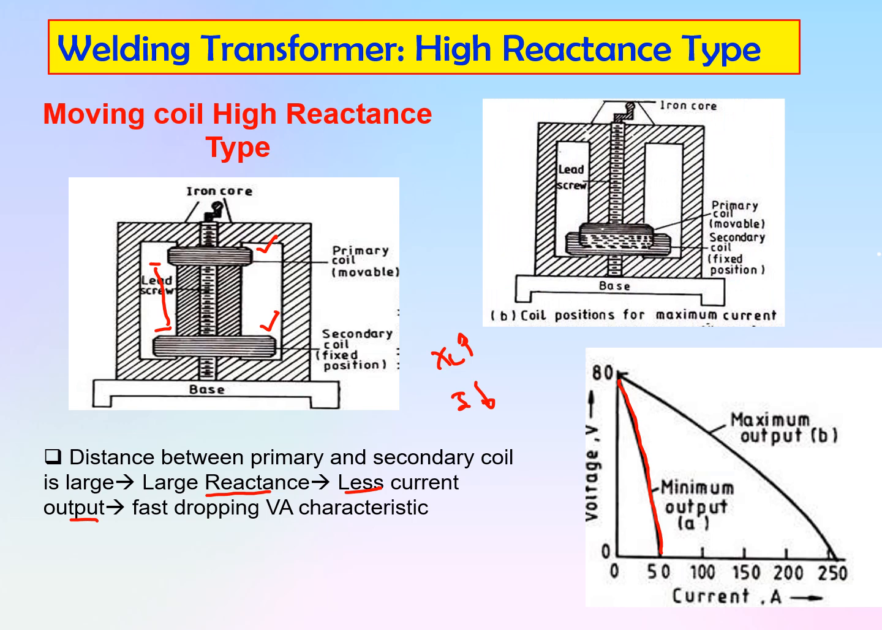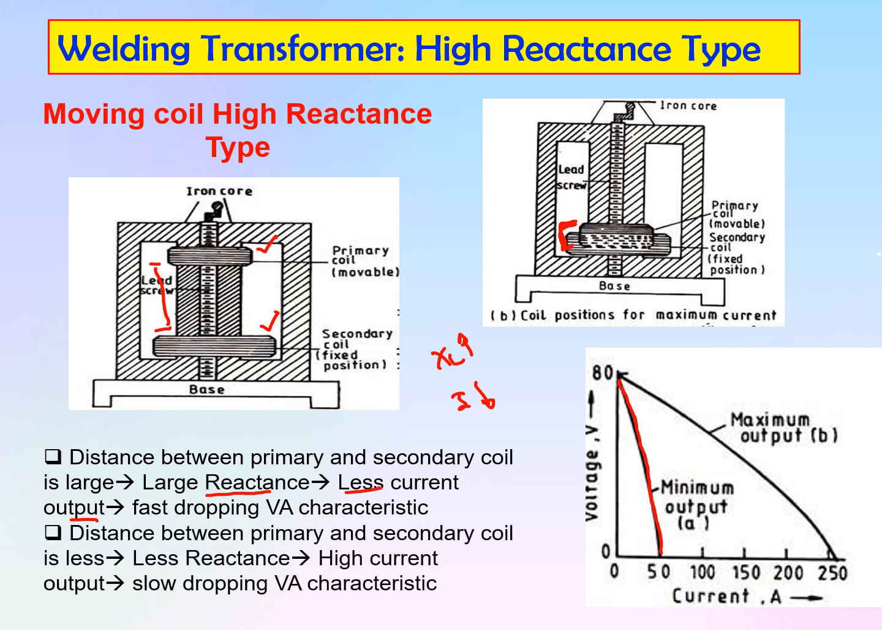If the distance between primary and secondary winding is less, as you can see here, it offers less reactance. As the value of XL is less, it can provide a high amount of output current, that is the I2 current. So the I2 current will be larger, so you will get the maximum output, and you will observe slow drooping VI characteristics over here.